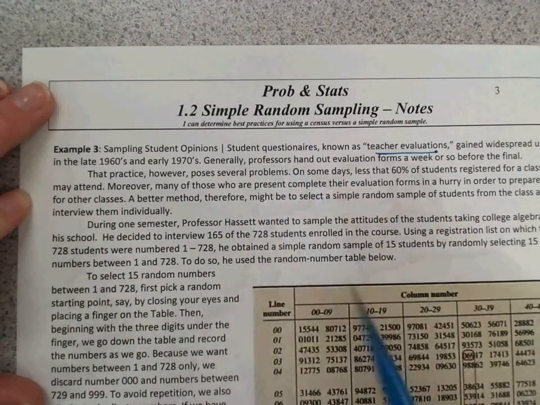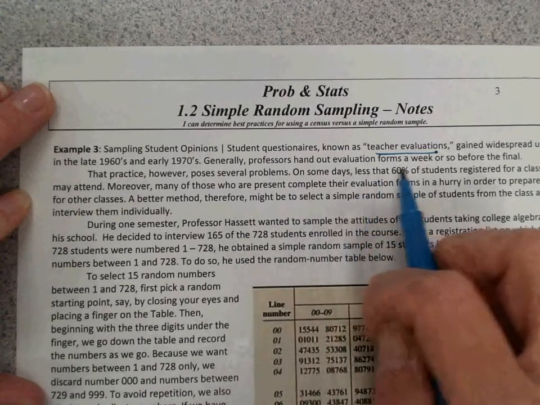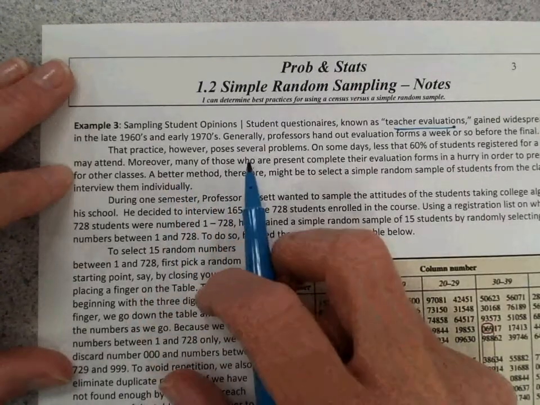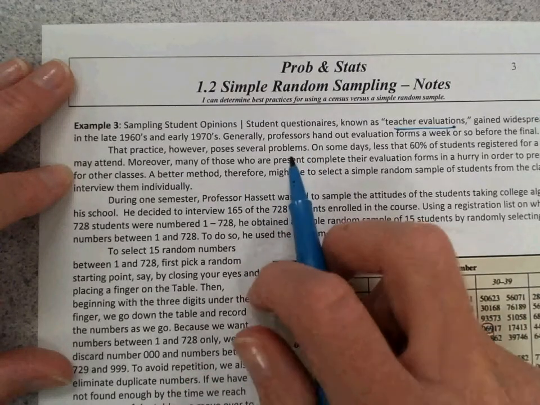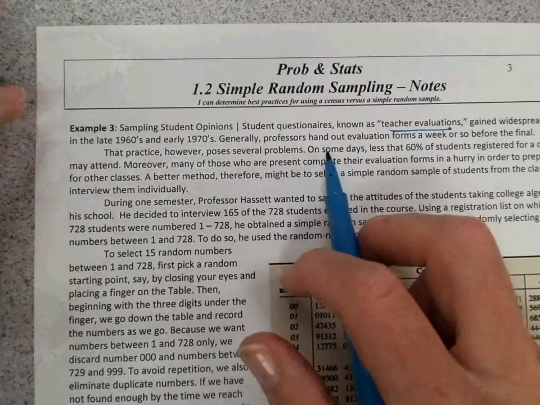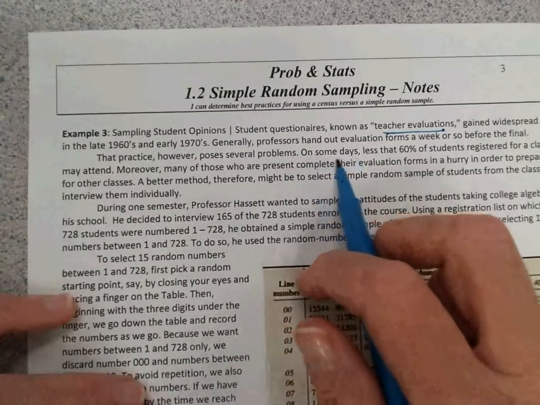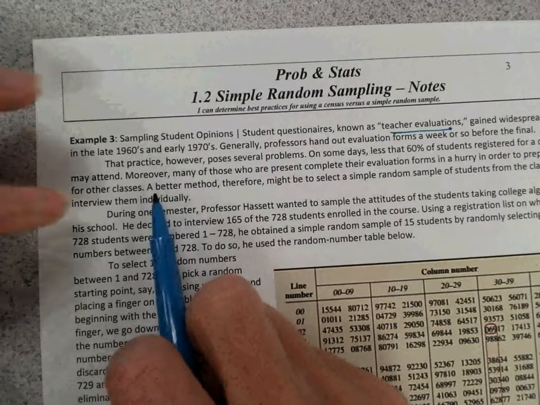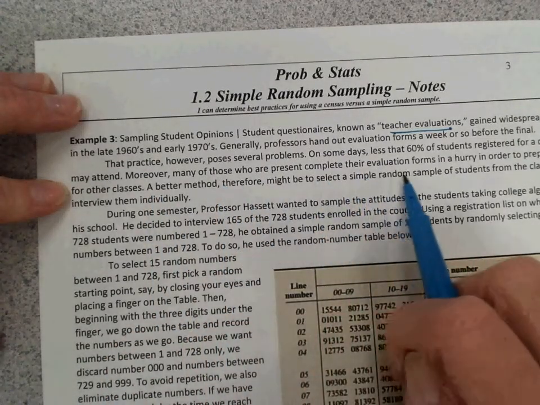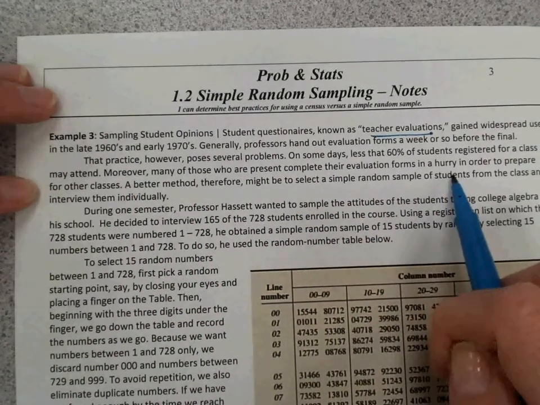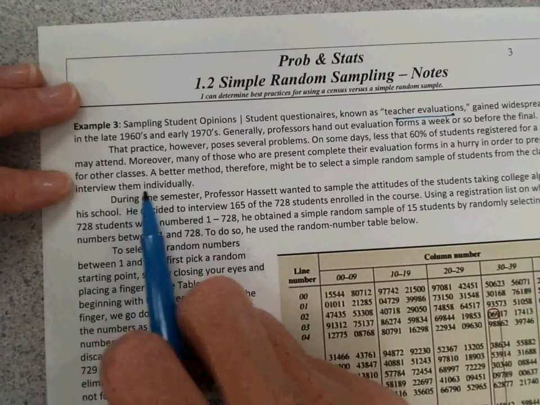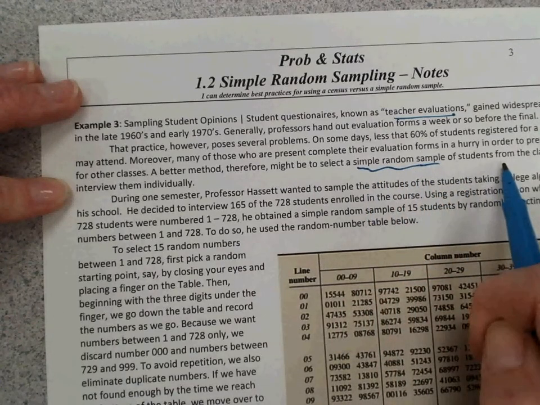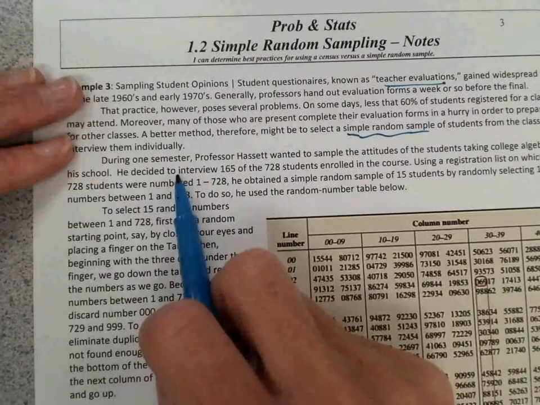Generally, professors hand out evaluation forms a week or so before the final. That practice, however, poses several problems. So you'll see some bias here, unintentional bias. On some days, less than 60% of students registered for a class may attend. Moreover, many of those who are present complete their evaluation forms in a hurry in order to prepare for other classes. A better method, therefore, might be to select a simple random sample of students from the class and interview them individually.